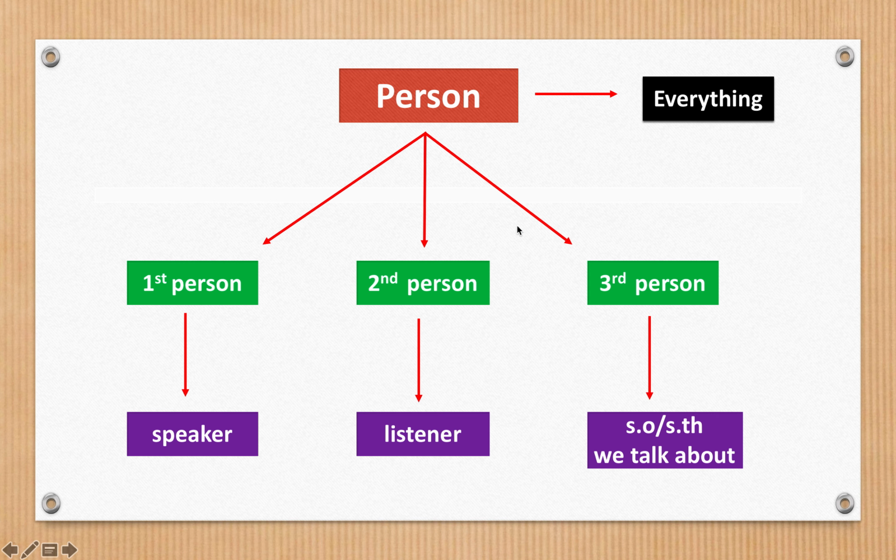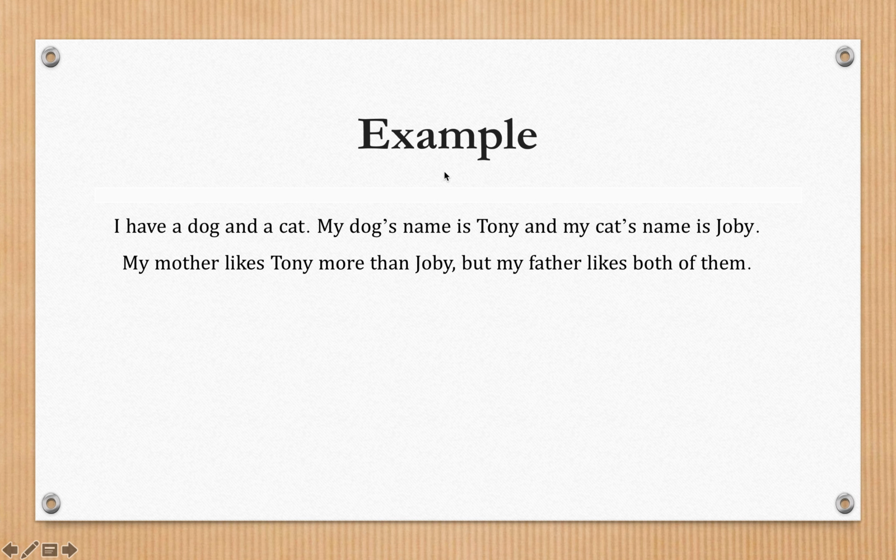So in this slide, what you just remember is person in grammar refers to everything: animal, human being, thing. And we have three different types of person: first person, second person, and third person. The first person is the speaker, the second person is the listener, and the third person is someone or something we talk about. So let's go to the example.